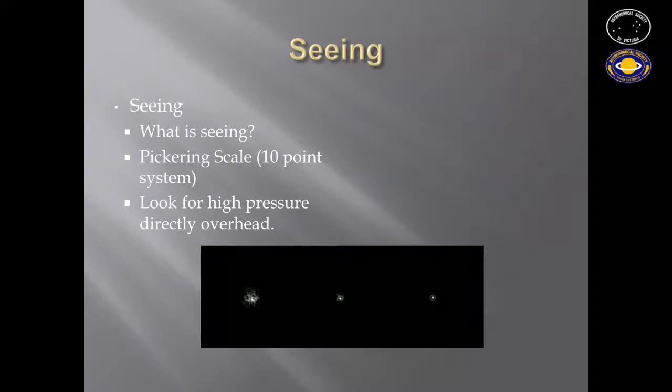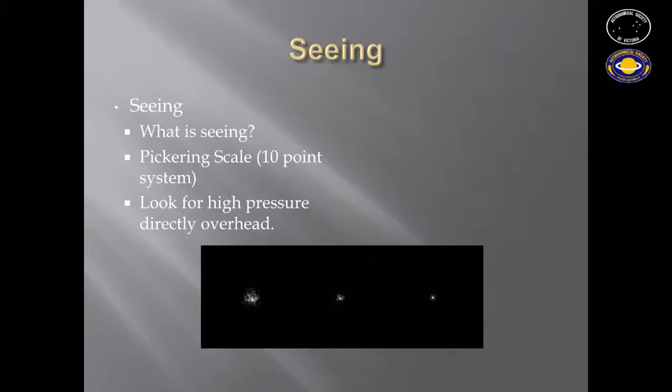A bit about seeing. Seeing is not the transparency. It is how still the air is above you or above the telescope, more importantly, and that's a column going up out into space. It can be quite dramatic how the seeing can present itself.